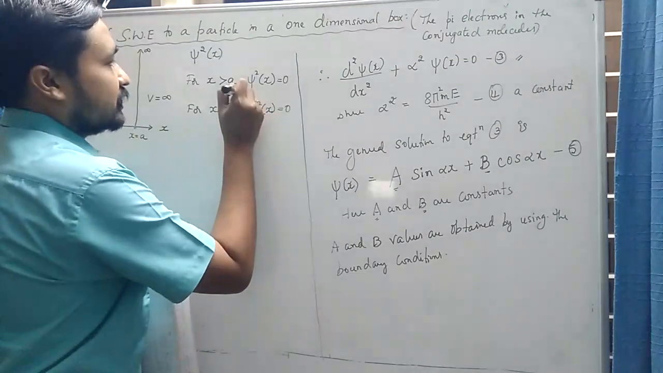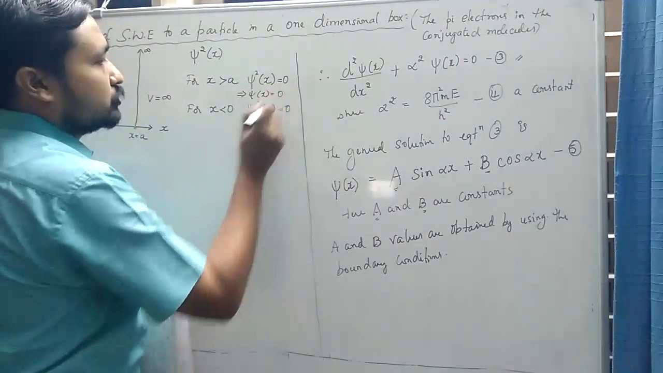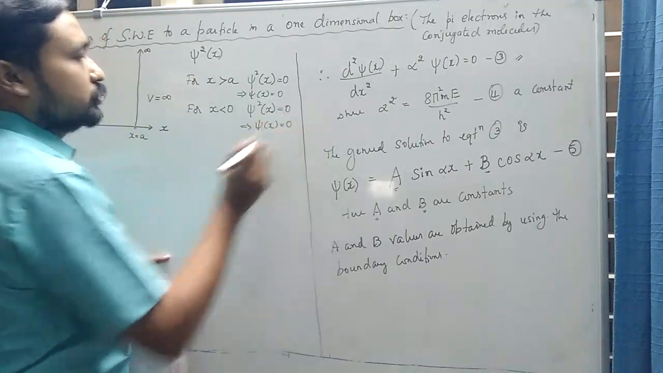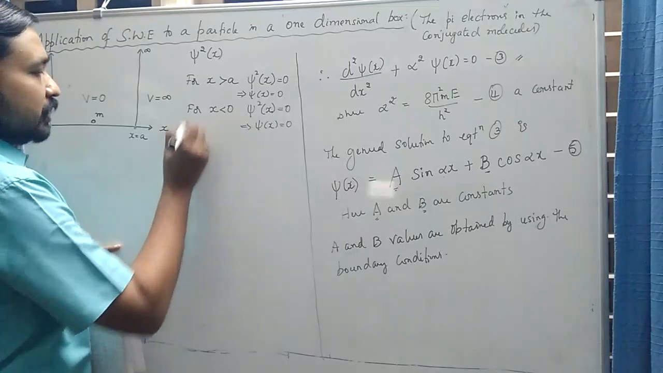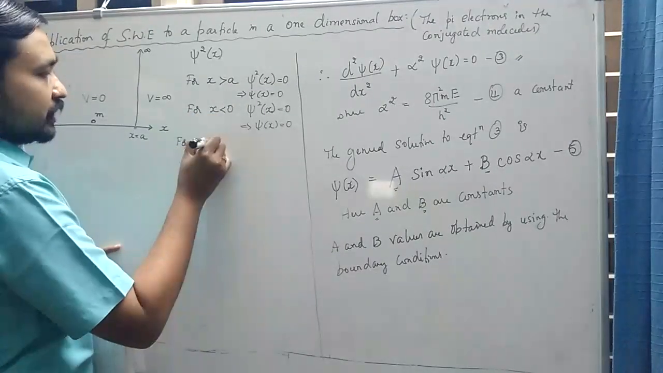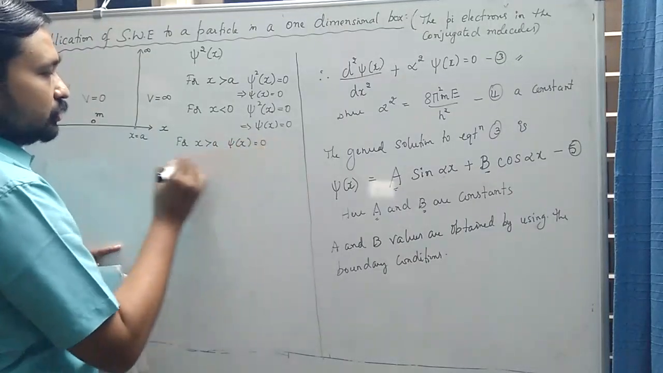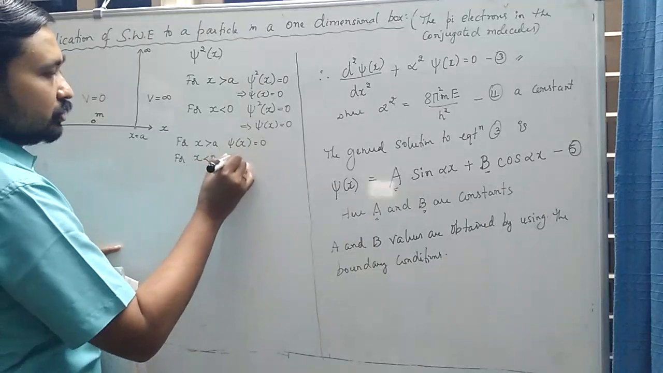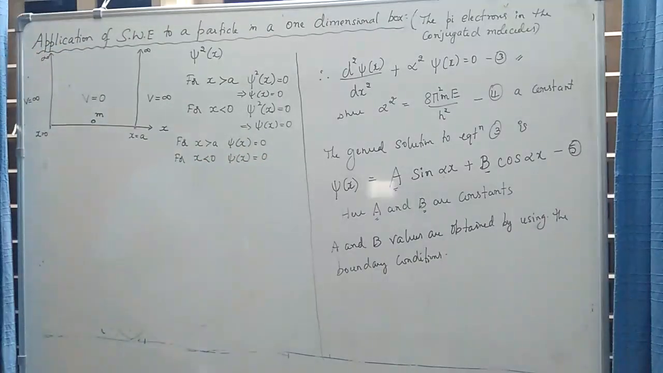So this implies psi of x is also equal to 0. This also implies psi of x is equal to 0. I am rewriting this: for x greater than a, the value of the wave function becomes 0. Similarly, for all values of x less than 0, the wave function value is 0.